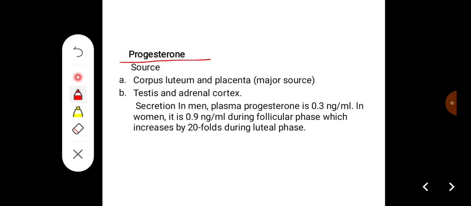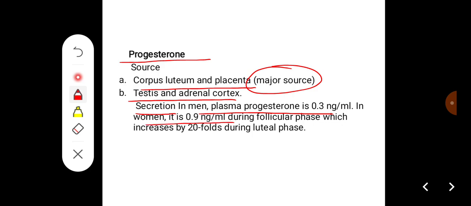Coming to progesterone, the sources of progesterone are the corpus luteum and placenta, where the placenta is a major source, and also the testis and the adrenal cortex. In men, plasma progesterone is 0.3 nanograms per ml, and in women in the follicular phase it is 0.9 nanograms per ml, which increases 20-fold during the luteal phase.